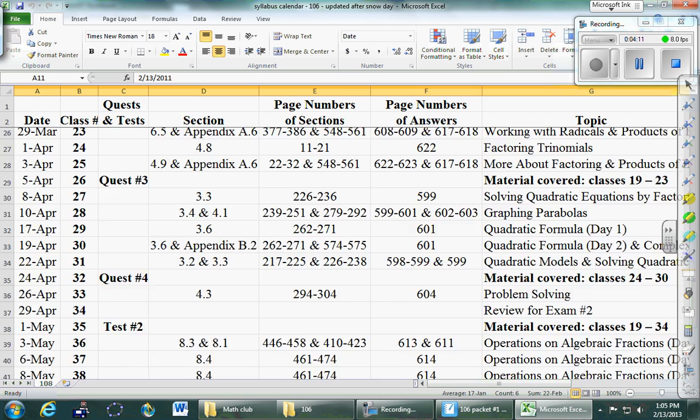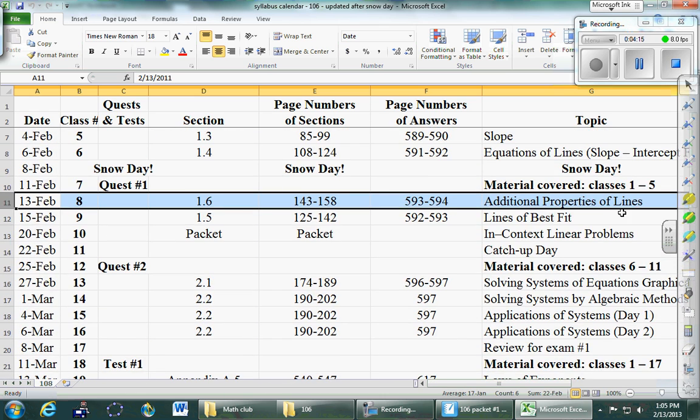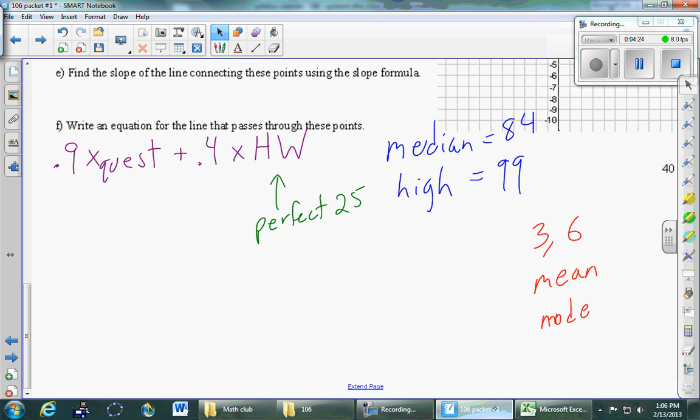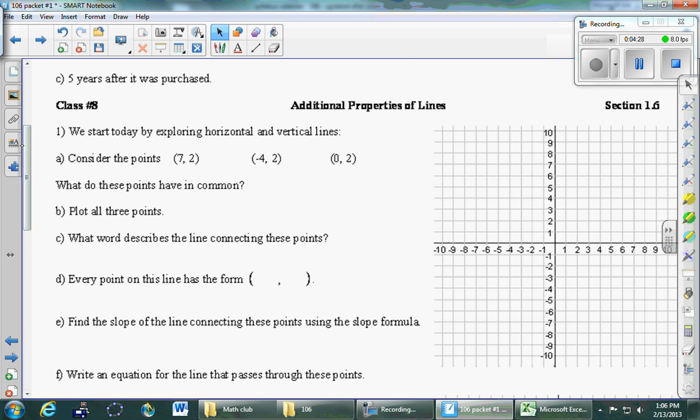So today, we cover additional properties of lines. We're going to see a few lines that have kind of special equations today. That's the goal. So let us begin on page 40. And we'll come up here to number 1, right in the middle of page 40. Question?